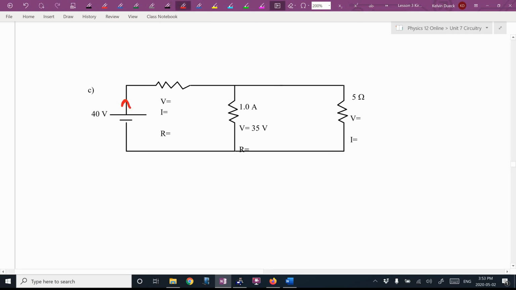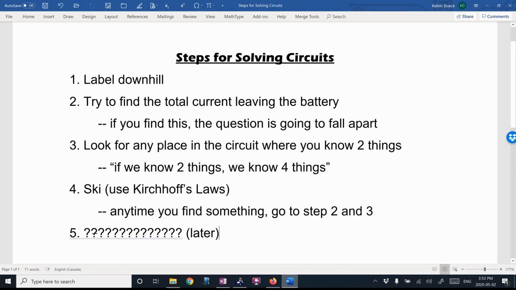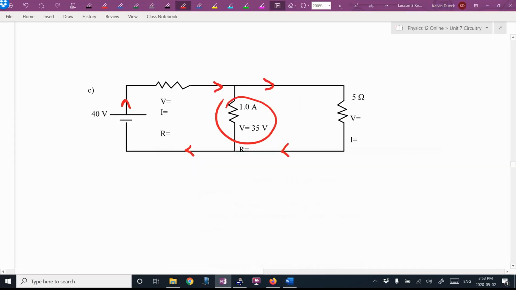Step one, label downhill. Step two, try and figure out total current. I know 1 amp went this way, but I don't know how many amps went this way, so I don't know how many amps were going through here. Step three, look for any place in the circuit where I know two things. Right there. So I also know the resistance. R is V over I, so it's 35 divided by 1, or 35.